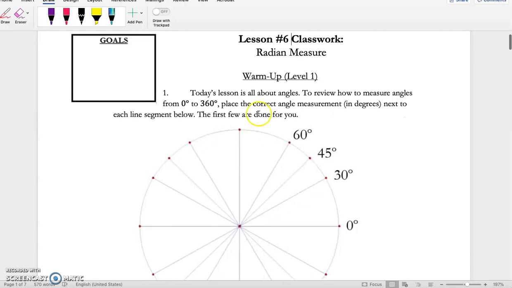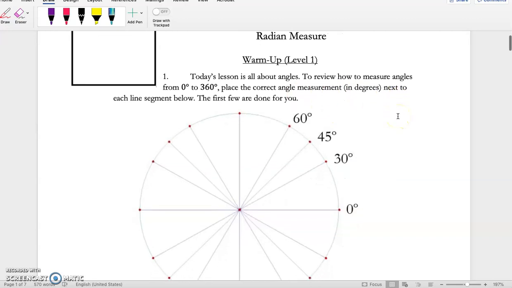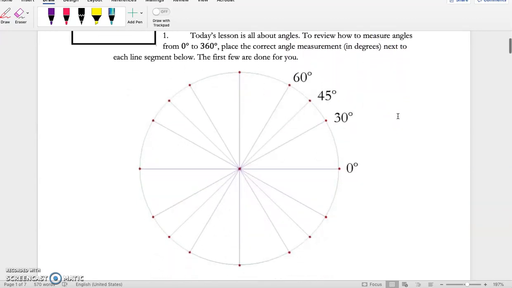Today's lesson is all about angles, to review how to measure angles from 0 degrees to 360. Place the correct angle measurement in degrees next to each line segment below. The first few are done for you. So, we've done this before.